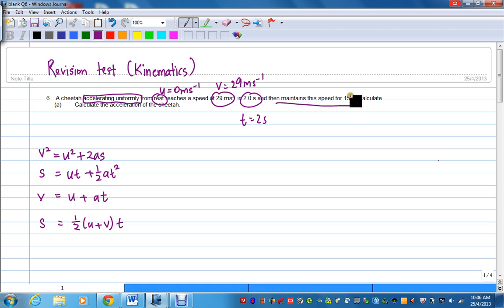So for the last 15-second duration, we know that the velocity is constant, so v equals u, which is equal to 29 meters per second. This implies that the acceleration will be 0, which is constant also.